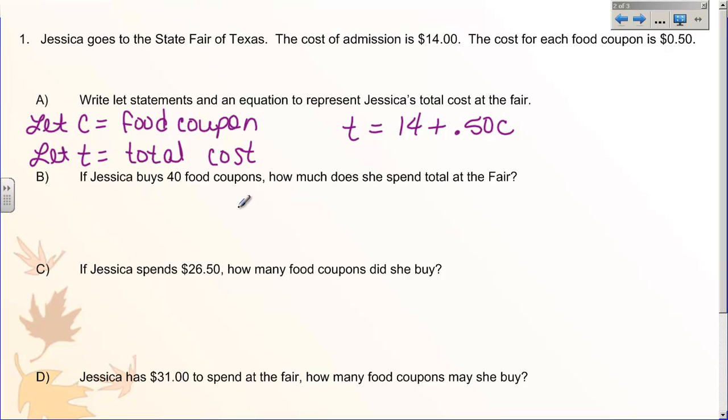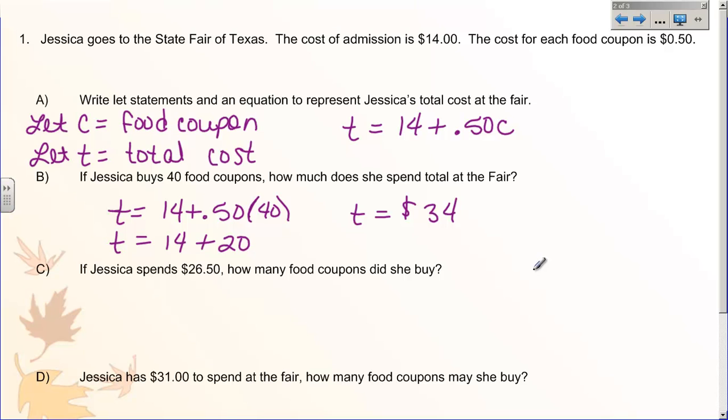So part B says if she buys 40 food coupons, how much did she spend? Well, let's use our equation. $14 plus 50 cents for 40 coupons. Well, it's just a matter of evaluating from here. 50 cents times 40 is going to be 20 because that's half of 40. And so 14 plus 20 is 34. So if she buys 40 food coupons, she's going to spend $34 at the fair.